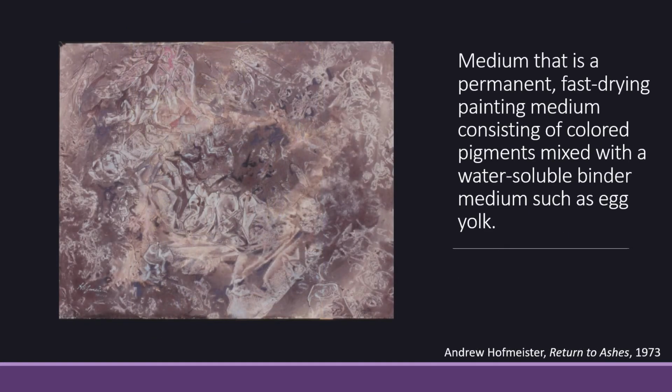This medium is a permanent, fast-drying painting medium consisting of colored pigments mixed with a water-soluble binder medium, such as egg yolk. Paintings done in this medium are also referred to by the name of the medium. If you said tempera, you're right.